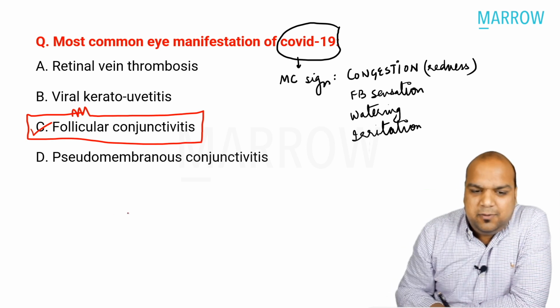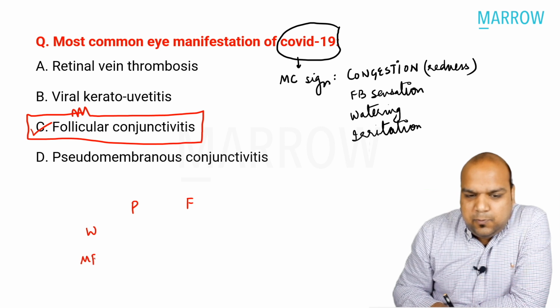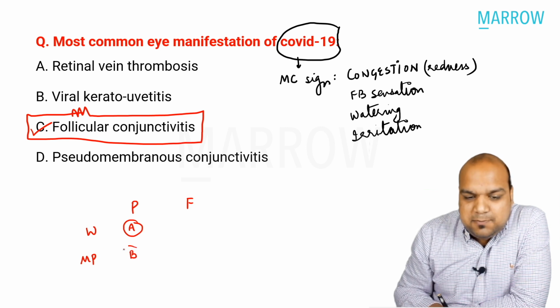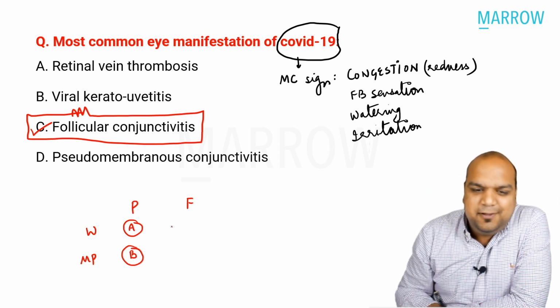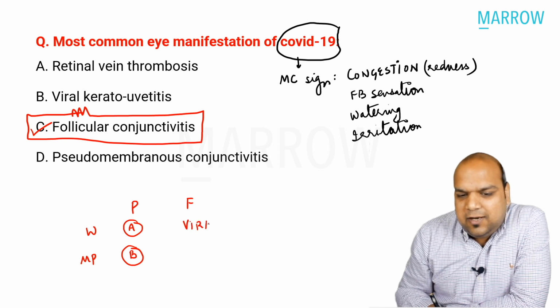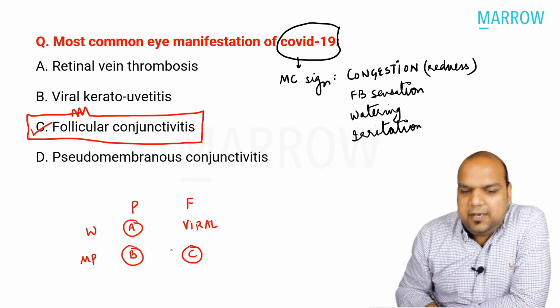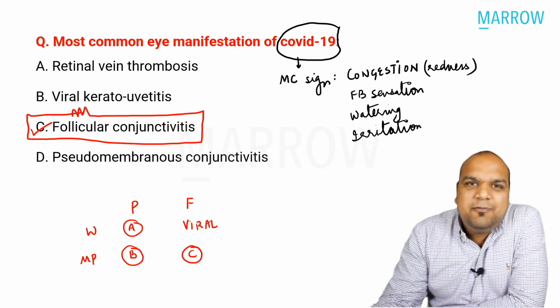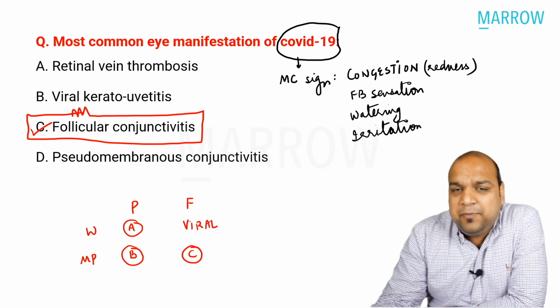Yes, if we remember, everybody, I hope, papilla, follicles, watery discharge, mucopurulent discharge. Papilla with watery discharge is allergic conjunctivitis. Papilla with mucopurulent discharge is bacterial conjunctivitis. Follicle with watery discharge is viral conjunctivitis. And here comes chlamydial follicle with mucopurulent. So follicles basically are seen in viral conjunctivitis, and that is what is the answer.